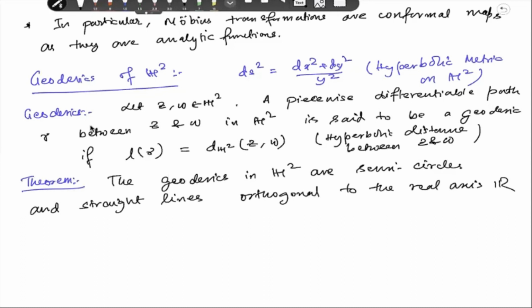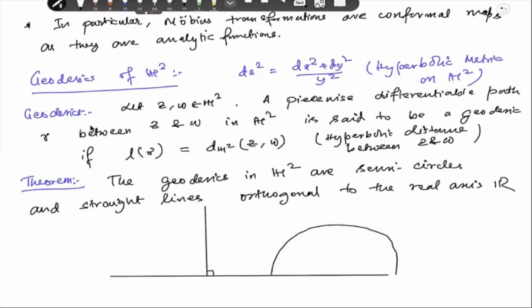Okay, so let me draw this picture here. This is my real line, and if I take any straight line orthogonal to this real axis, that means all these vertical lines, this vertical line will be a geodesic. And now if I take a semicircle whose center lies on the real axis, then that will also be a geodesic, because this semicircle is orthogonal to the real axis. So these are my geodesics. So now let us prove this theorem.